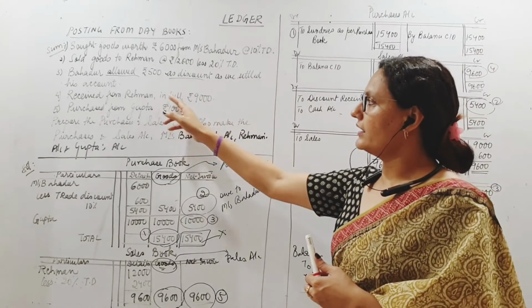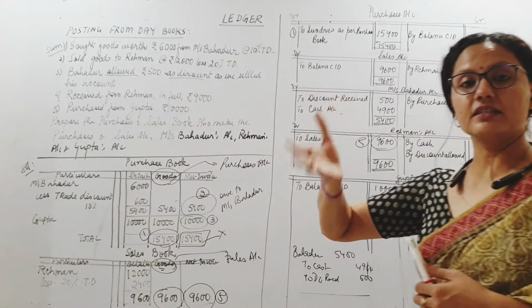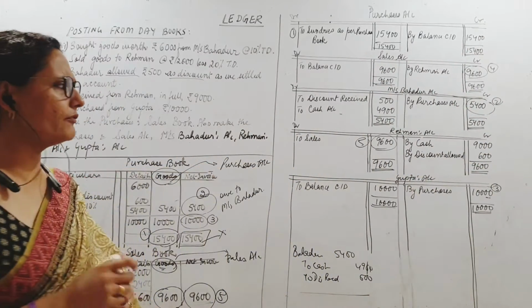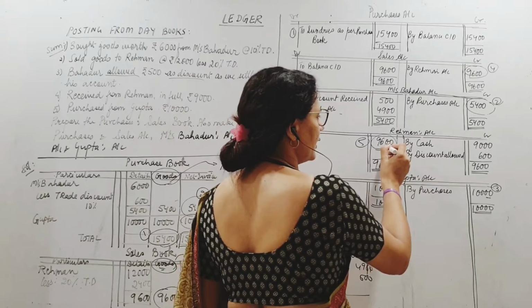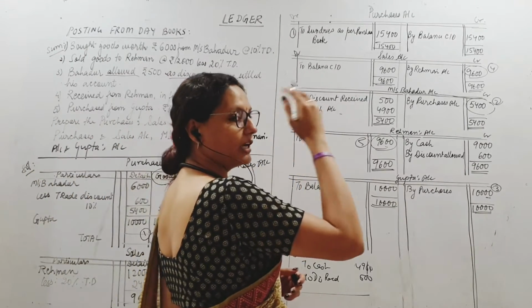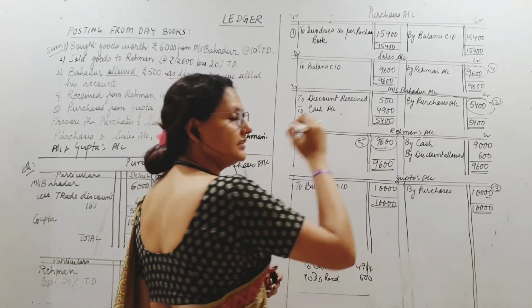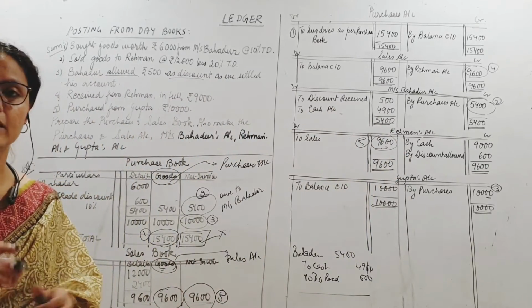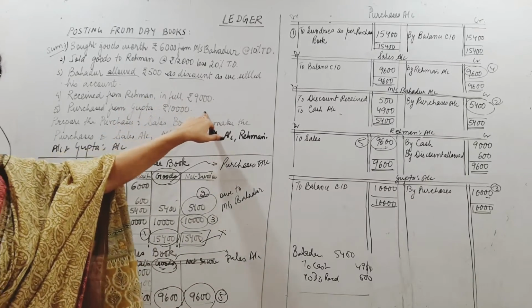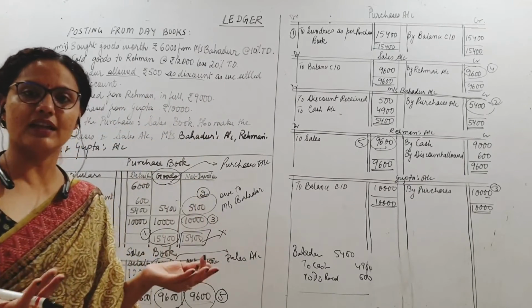Received from Rahman in full 9,000. Received cash from Rahman. We are receiving 9,000 in full. In full, matlab how much did we owe him? 9,600. Rahman's account is, sorry, how much did he owe us? 9,600. He had to pay 9,600. How much is he paying in full settlement? 9,000 only. That means 600 discount allowed. Correct.